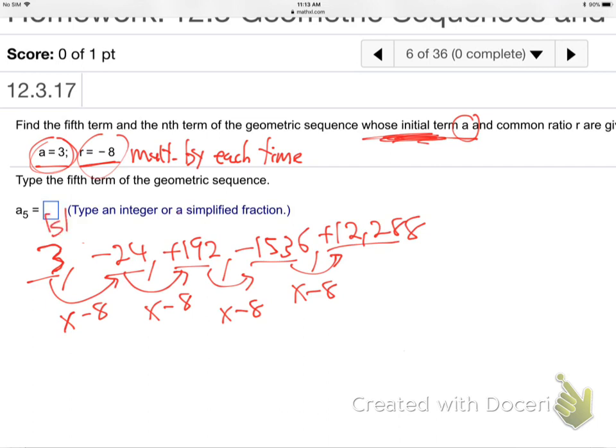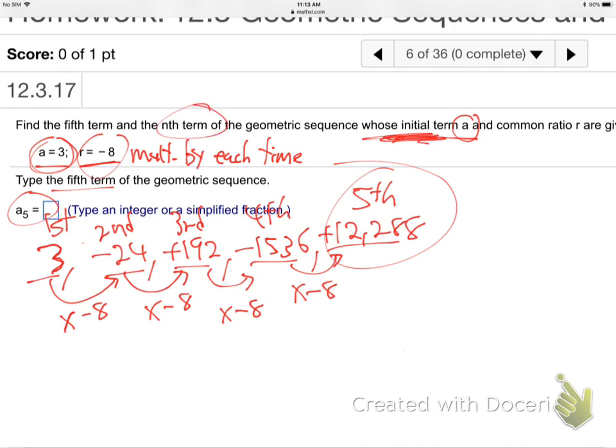This is the first term, second, whoops, it's a funny second. Second term, third term, fourth term, fifth term, and that's what they wanted right here, right? They're asking for the fifth term. So there it is. I found the fifth term. Is that all they want? Find the fifth term. Oh, and the nth term. So they want the general formula.